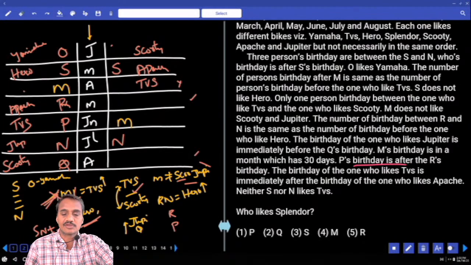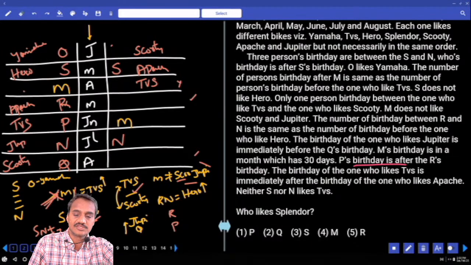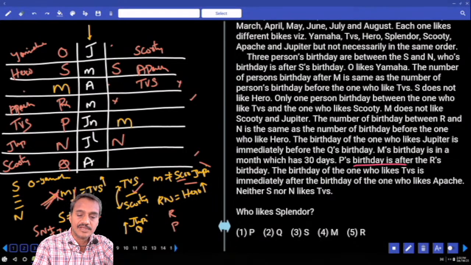And in the next one, I'm going to start. M is neither Scooty nor Jupiter. Okay? M is neither Scooty nor Jupiter. Now we have Q and Jupiter. Q cannot be there, there is no chance. Hence, Q is here, then Jupiter is here.